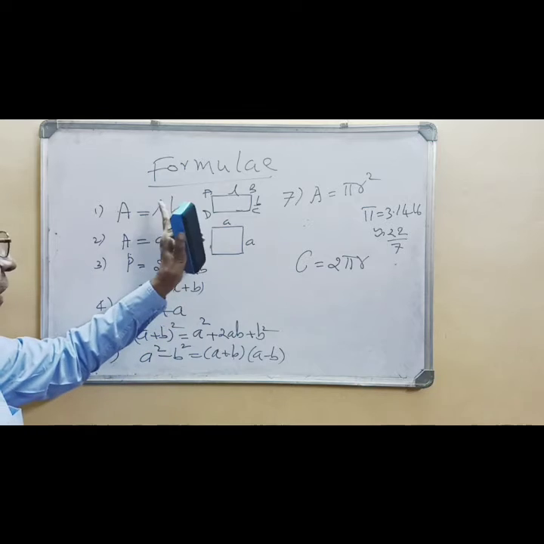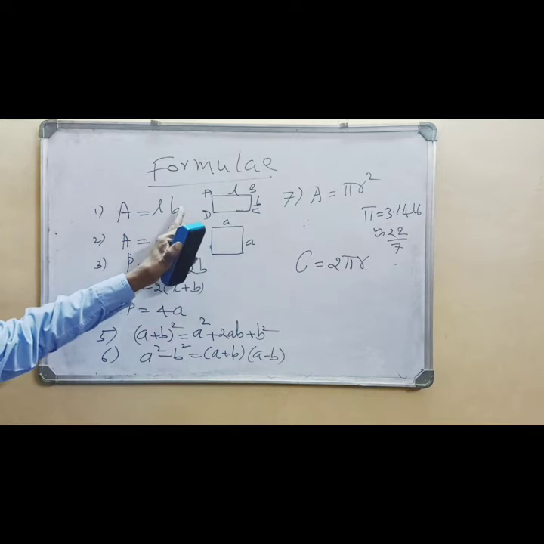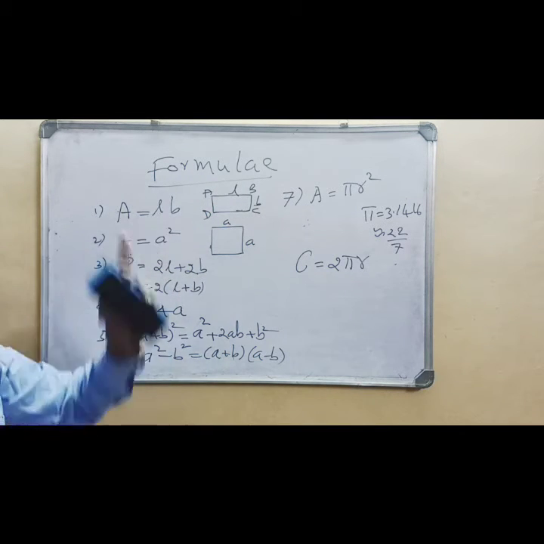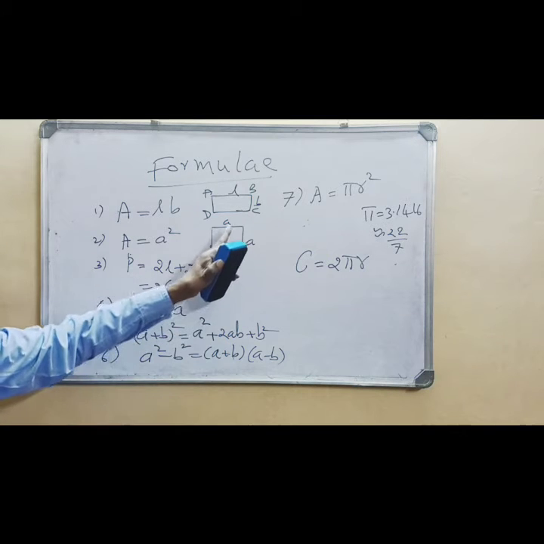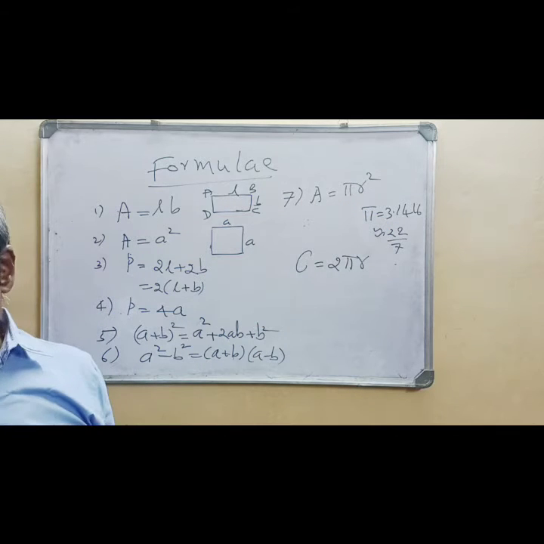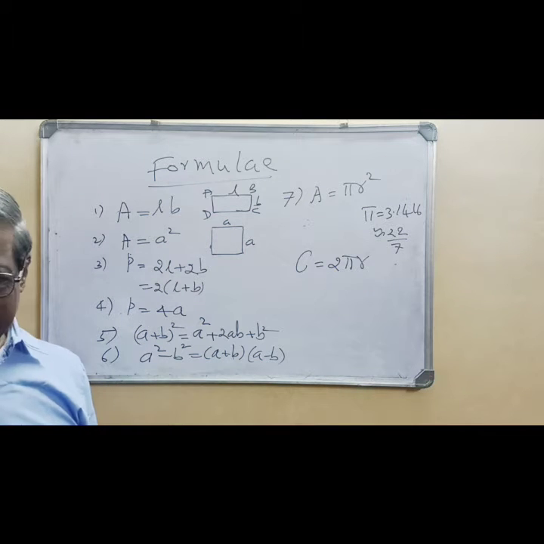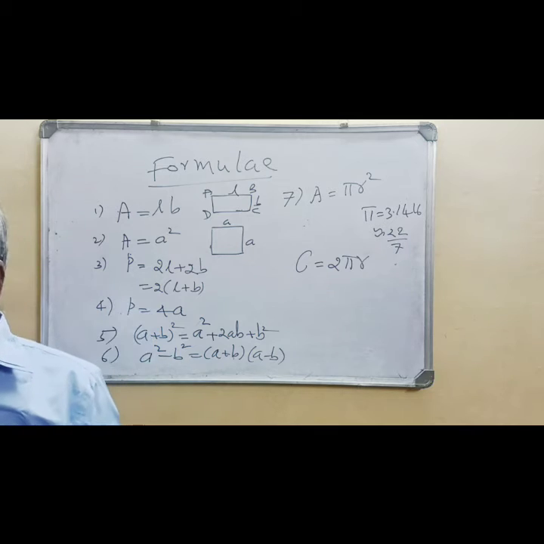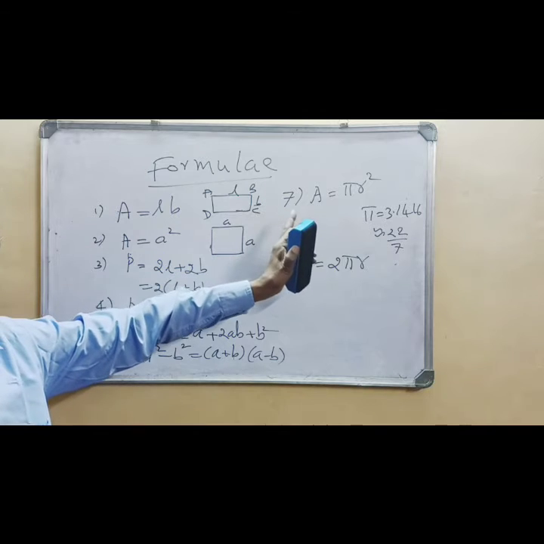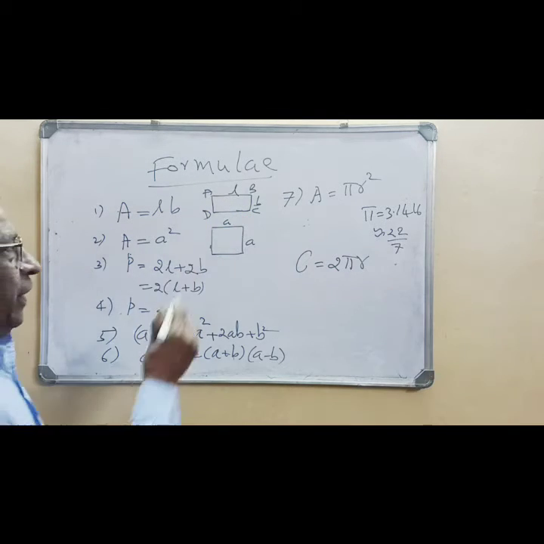Here, L and B are the elements of the rectangle. A is the element of the square. R is the element of the circle. What is an element? An element is a part, just like in our body, hands, legs, head. They are organs of the body. Likewise, length and breadth are organs of the rectangle. And also area. This is called area.